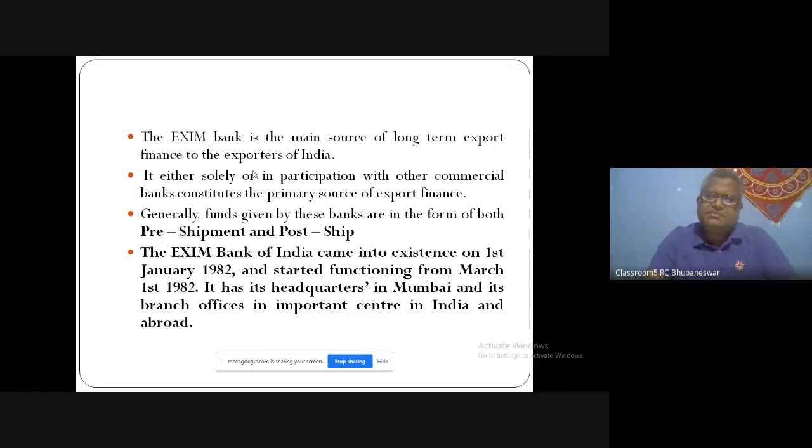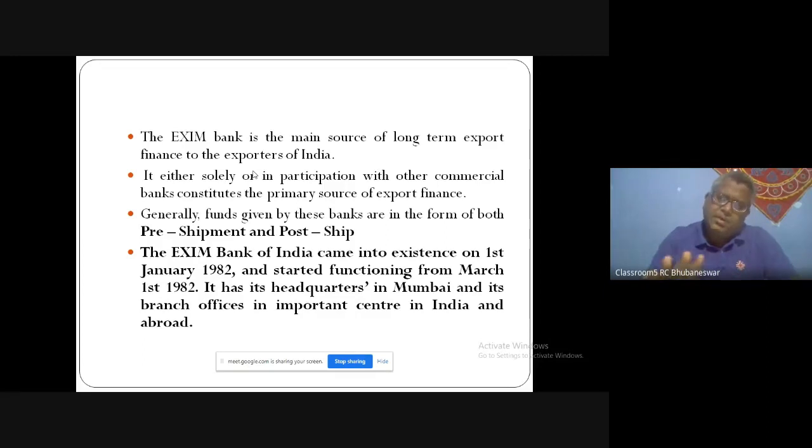But the question is, Exim Bank means long-term export finance. Exim Bank is a prime source of export finance. Exim Bank looks into the pre-shipment and post-shipment activities. But one student asks me, sir, you have already discussed Exim Bank, when did Exim Bank come into existence? It was started on 1st March 1982, with its headquarters at Mumbai. My dear students, RBI is the central bank and the banker of banks.